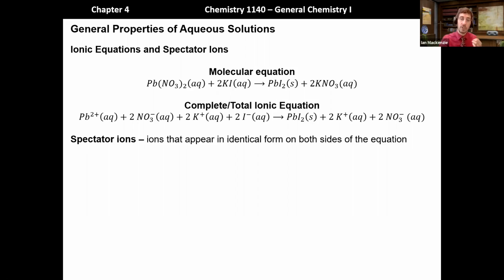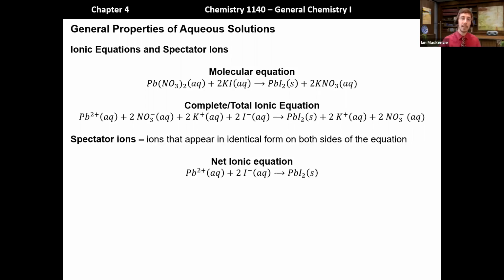And what's useful from all of this is to remove or cancel those spectator ions so that we can see more clearly where the actual reaction is occurring, what's actually happening in the reaction. Spectator ions clearly aren't involved since they show up in the same form on both sides. So what is actually happening at a fundamental level in the aqueous solution?